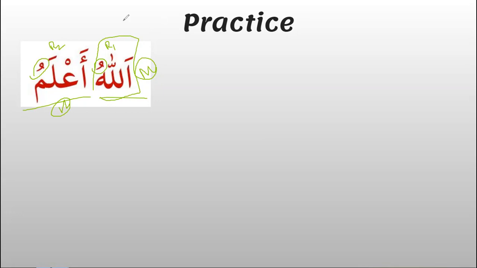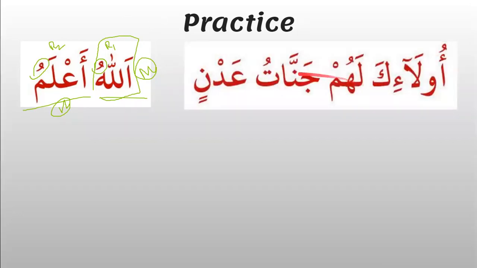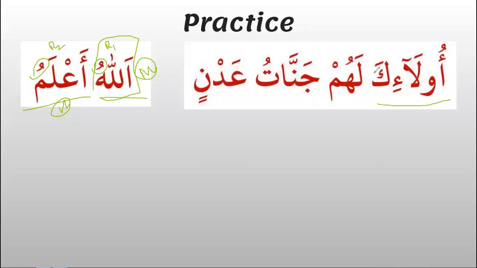So it's simple. Then we have ulaika lahum jannatu adnin. Ulaika is the ismul ishara, right? And nothing is connected to it. That's why we will consider this one as our first rafa, so it's going to be our mubtada. If there was al, then it would be connected, but there is no al. That's why it's a single word mubtada.